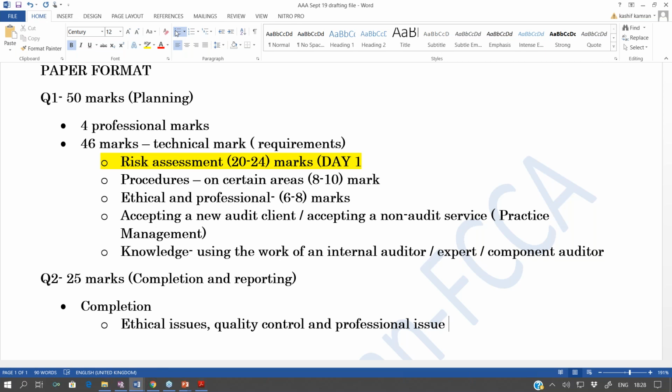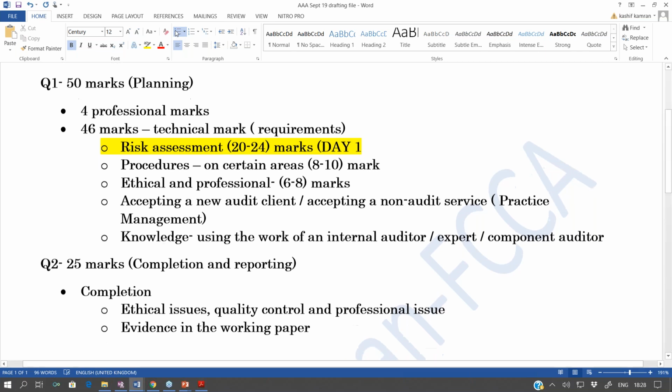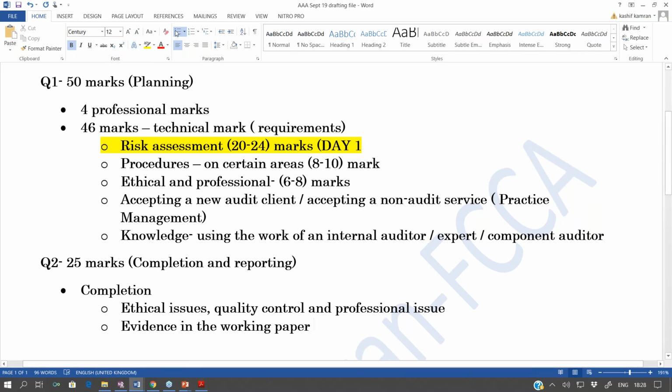So ethical issues, quality control issues, and professional issues at the stage of completion are a very regular feature of question number 2. Then at the completion stage, another very regular feature is the evidence in the working paper file. A lot of times you must have seen this in past papers. It is a regular feature of the exam that you need to write the evidence in the working paper file. The question says you are a manager reviewing the working paper file, and being a manager, what evidence will you expect in the working papers?